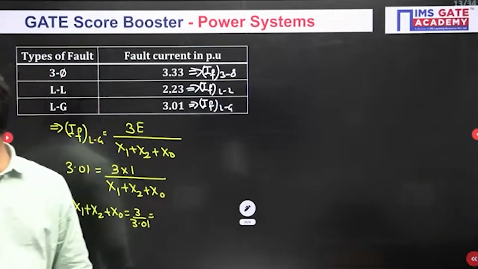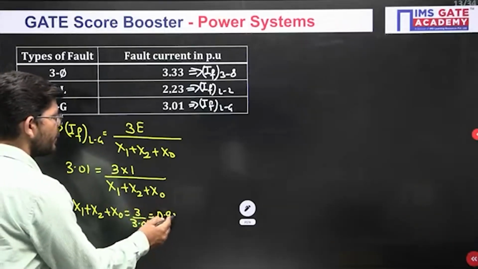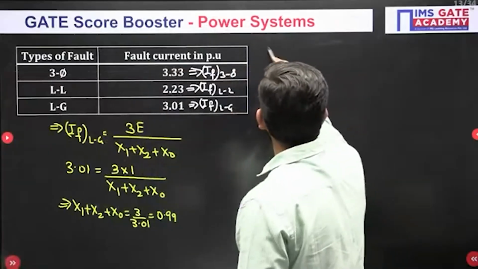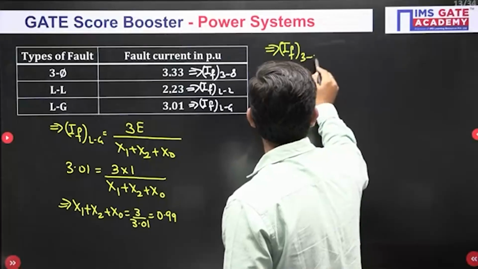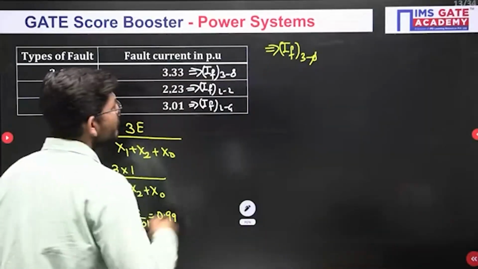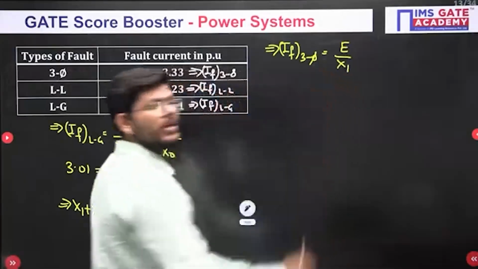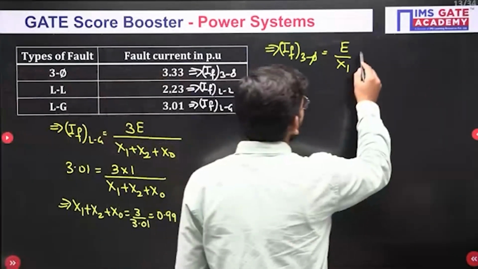0.99. Okay, we will be getting 0.99 here. Now let me apply the other formula. After that, if we apply the formula for the three-phase fault, what will be the three-phase fault formula? The formula for three-phase fault is simply E upon x1 only, isn't it? E upon x1, and this fault current is given to us.